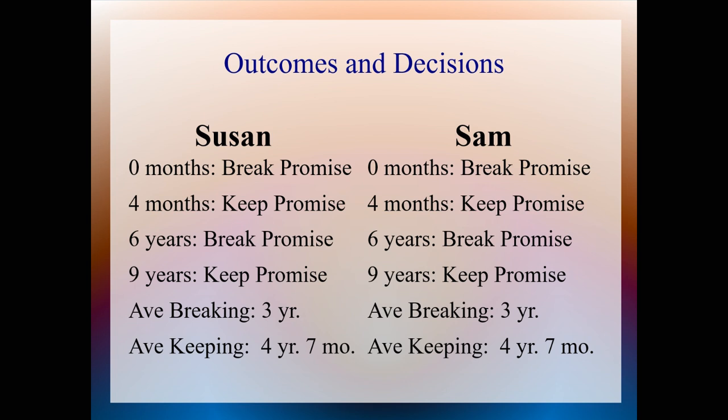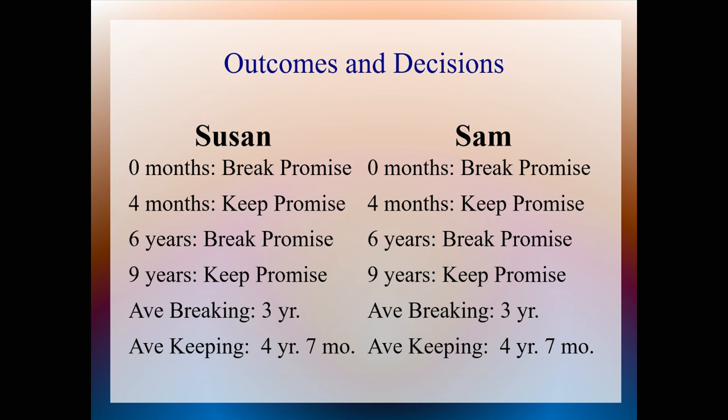The best thing that can happen for Susan is for her to break their promise and for Sam to keep his promise. If they both keep their promise, then they will both be in prison for 4 months. That's the best overall outcome that could happen for both of them. It is 4 months, and then they go home together, right? If they both break their promise, they'll be in there for 6 years apiece. So that's not the best, it's the third best. The worst thing for Susan is that she keeps her promise and Sam breaks his promise, and then she would be in jail for 9 years.